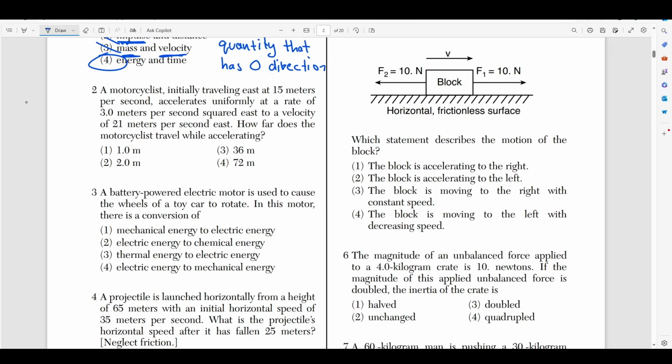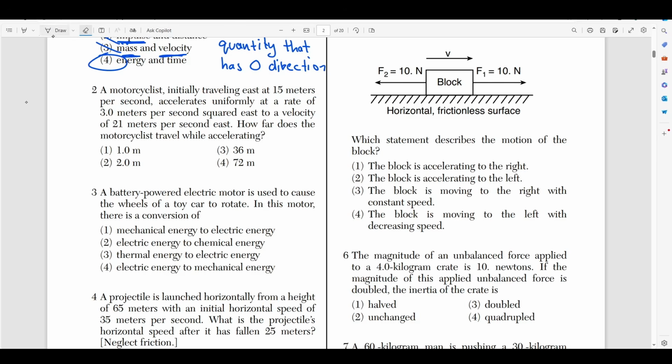Moving on to number 2, it says a motorcycle initially traveling east at 15 meters per second accelerates uniformly at a rate of 3.0 meters per second squared east to a velocity of 21 meters per second east. How far does the motorcycle travel while accelerating? Notice here how we're talking about velocity and how velocity is a vector, and vectors have direction associated with them. Here, our 15 meters per second has the direction of east associated with it. So that's what I mean by a vector and how velocity is a vector.